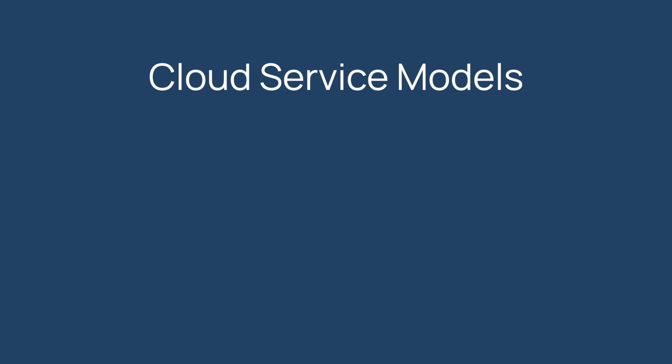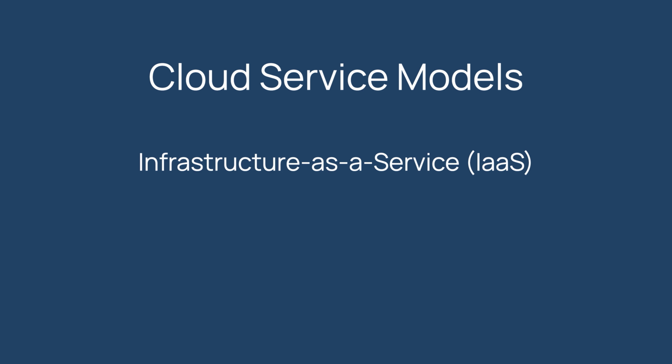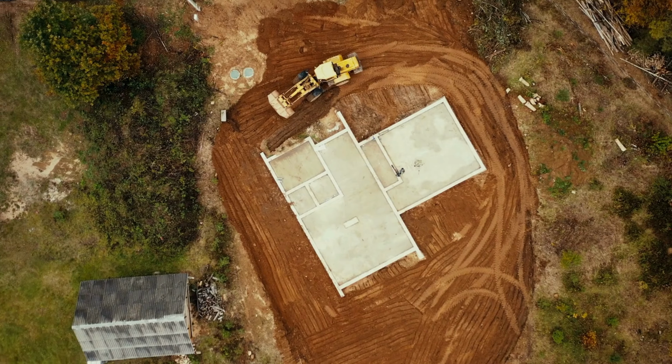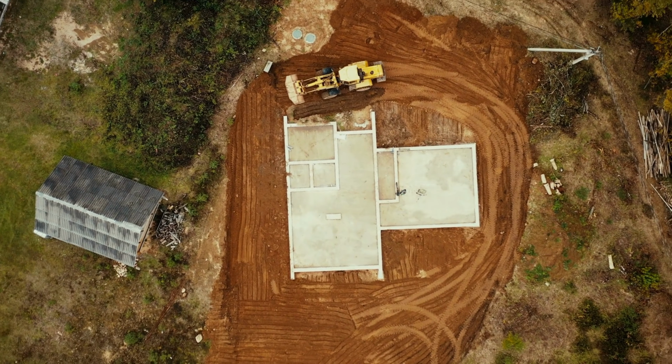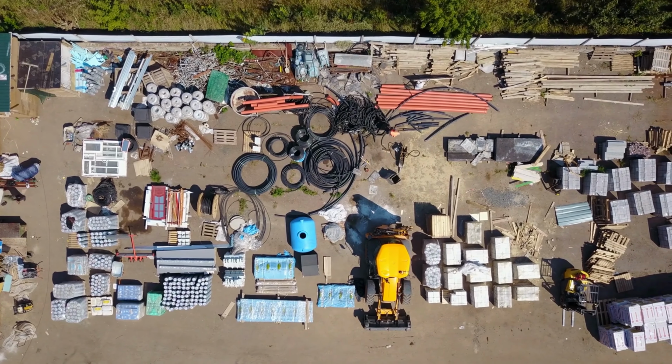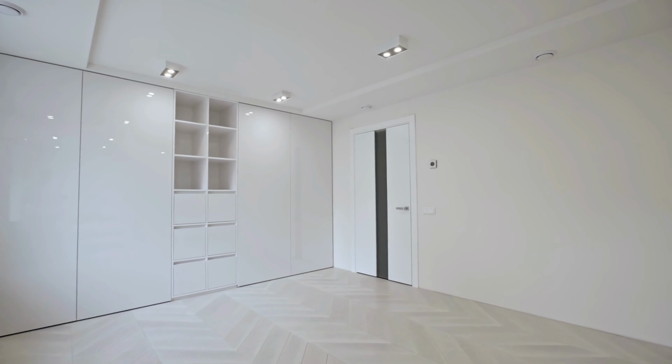So let's break down the 3 main types of cloud services that you'll hear about. You've got infrastructure as a service, or IaaS, platform as a service, or PaaS, and software as a service, or SaaS. So think of it like building a house. With IaaS, or infrastructure as a service, you're getting the empty lot and foundation and a whole lot of building materials. You have to build everything yourself, like the bare bones of Amazon's AWS, Google Cloud, or Microsoft Azure. It gives you the most flexibility to build exactly what you need, but it requires the most effort and comes with the most responsibility.